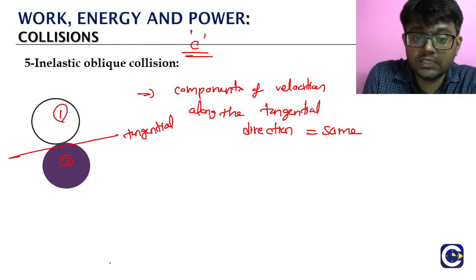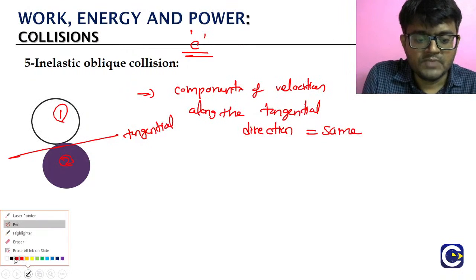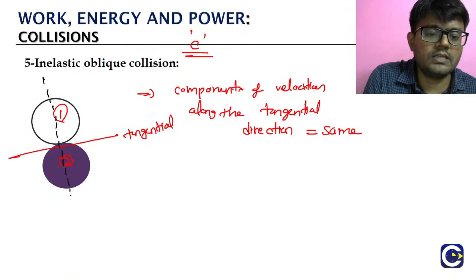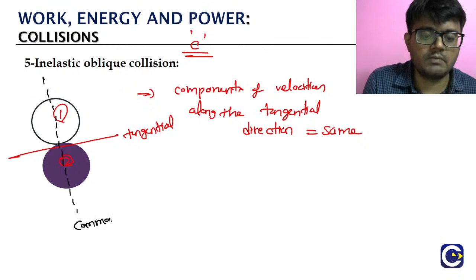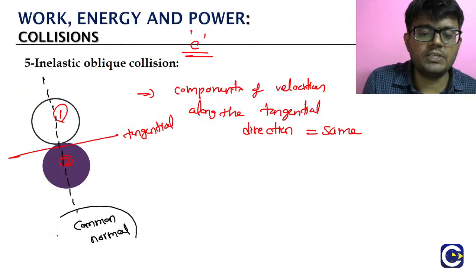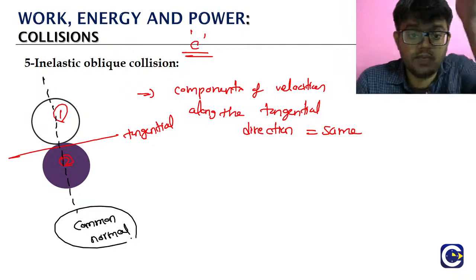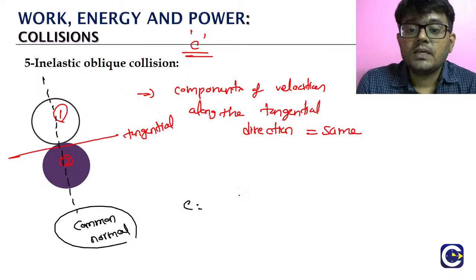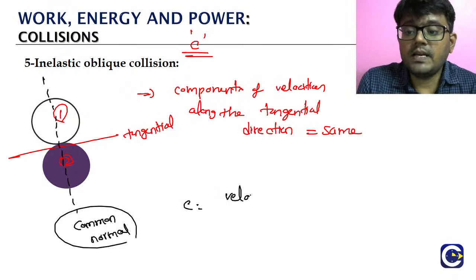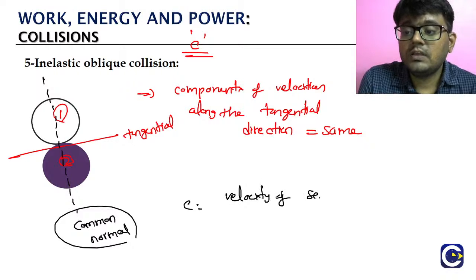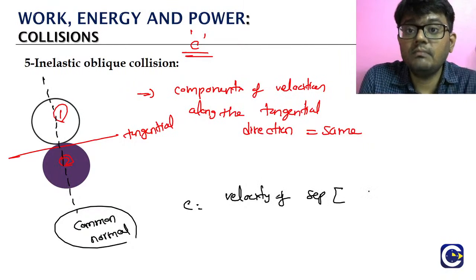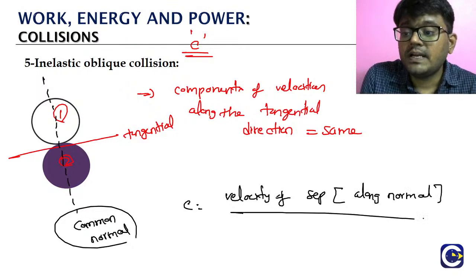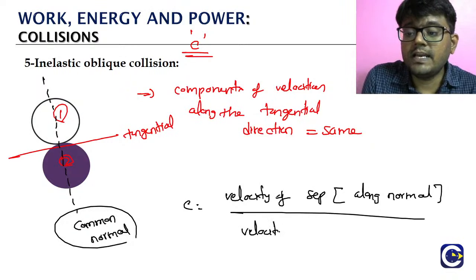Which direction will they change? Along the normal direction. And the impact of that impulsive force will be only along the common normal. So this is the common normal. The impact of those collision forces, the impulsive forces, will be along the common normal. So e will be the relative velocity of separation measured along the normal direction divided by the relative velocity of approach.